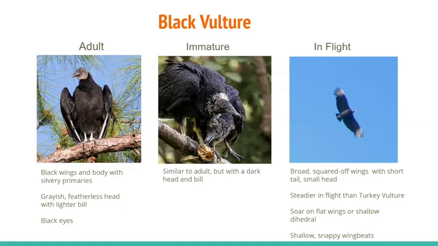So in flight, black vultures have a distinct shape: broad, squared off wings with a very short tail and very small head. Oftentimes, you see them in flight and they look tailless. They just look like pretty much a flying set of wings. They are actually steadier in flight than turkey vultures. You don't typically see that rocking from them. And they actually soar on flat wings, more similar to that of a bald eagle, although sometimes you will see the very tips of their wings kind of curl up slightly. And they have very shallow, kind of snappy wing beats.